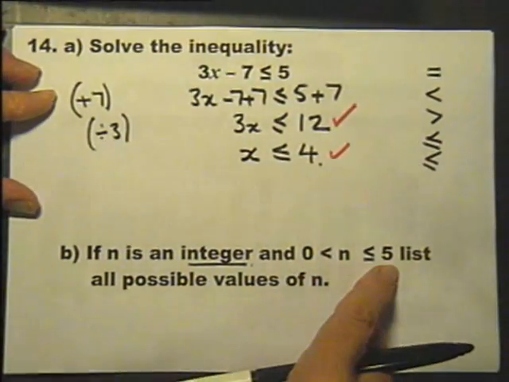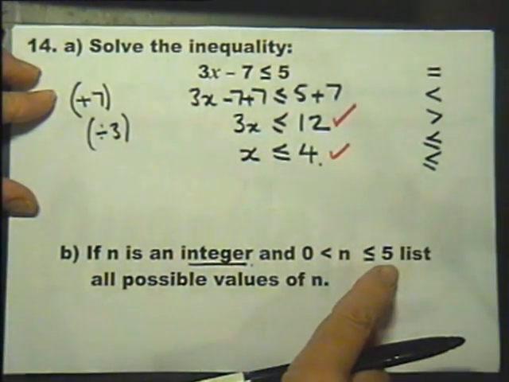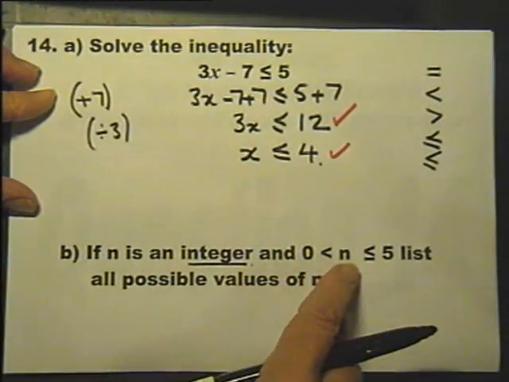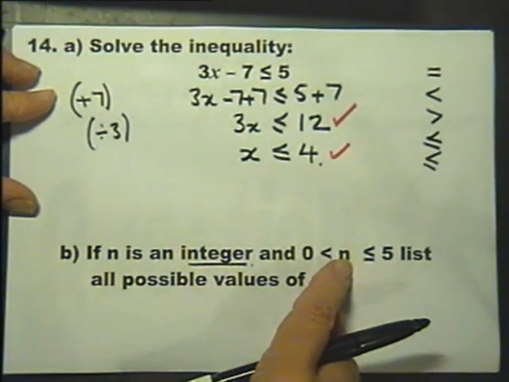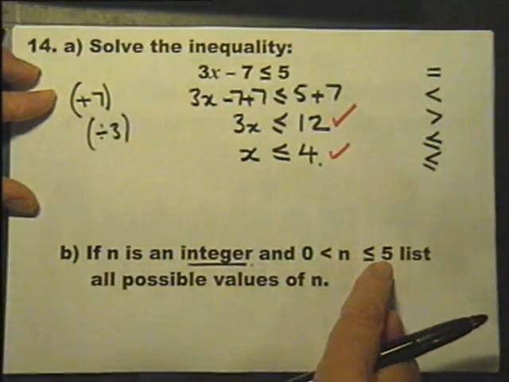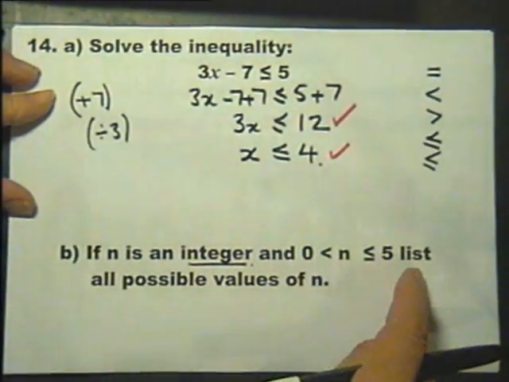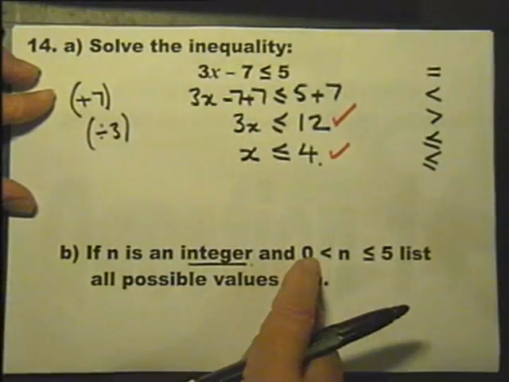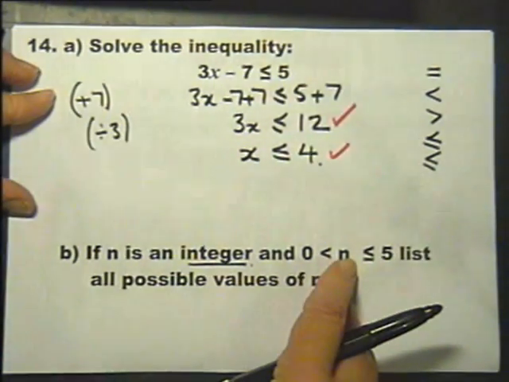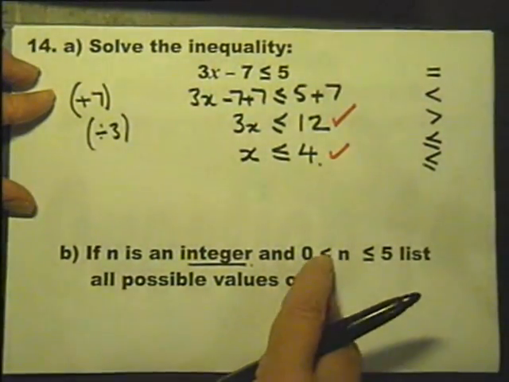We can read this 3 different ways. You can read it as naught is smaller than n, and n is smaller than or equal to 5. That's reading from left to right. Or you can actually read it right to left. 5 is bigger than or equal to n, and n is bigger than naught.